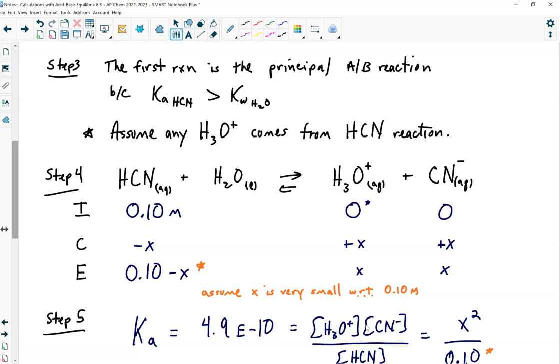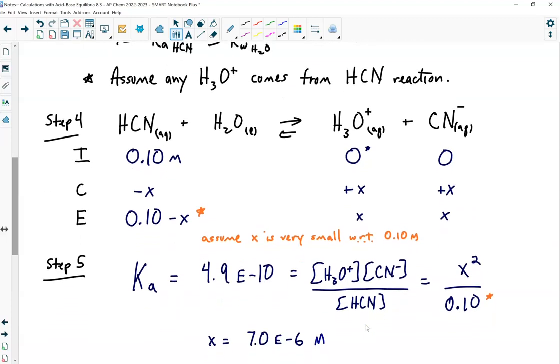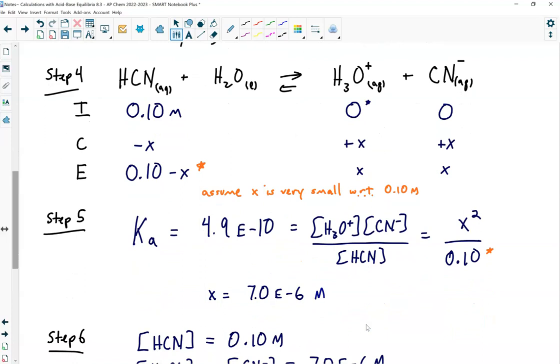So all of these are going to be able to be solved using this approximation. But again, if you find that X is 5% or more of the initial concentration of your reactant, then you have to go back and use a quadratic equation solver. I've done problems like that, believe it or not, in my life, and it does make a difference to the final answer if it's greater than 5% of the initial concentration. But making the assumption that HCN's concentration is still 0.10 minus some extremely small number makes the math easier.